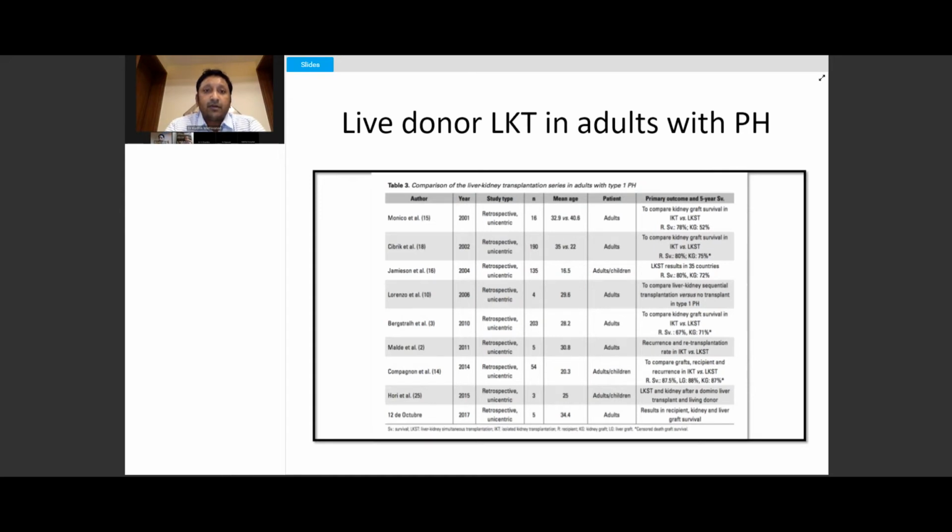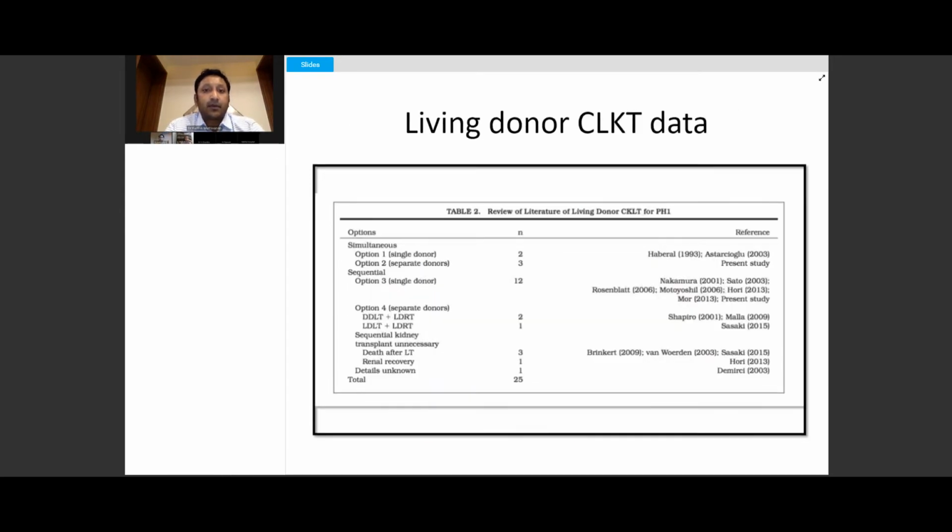And when you look at the living donor data, it's only one in the last decade. We have got a total of 25 patients with living donor for combined liver-kidney transplant, and most of them are simultaneous liver-kidney transplants.